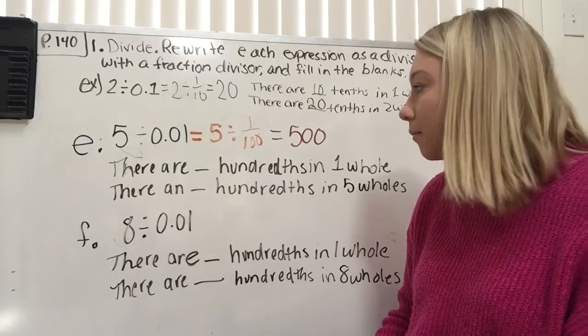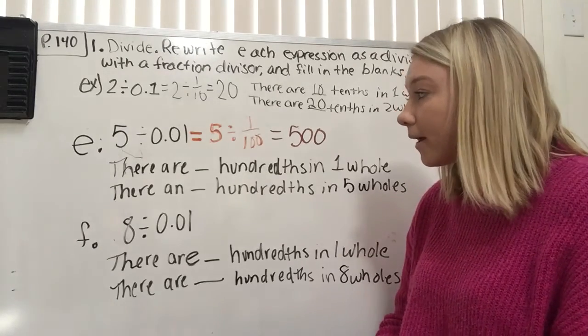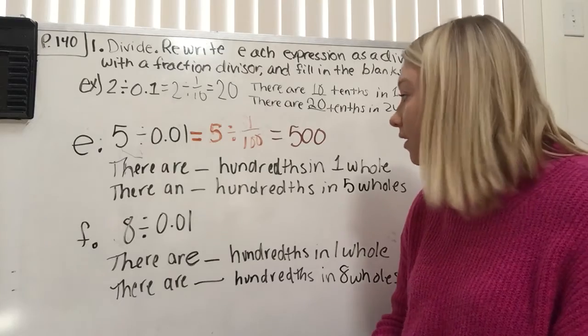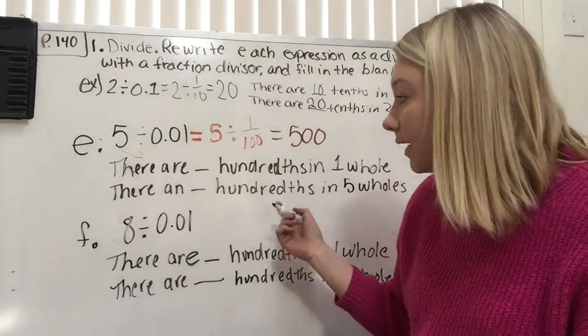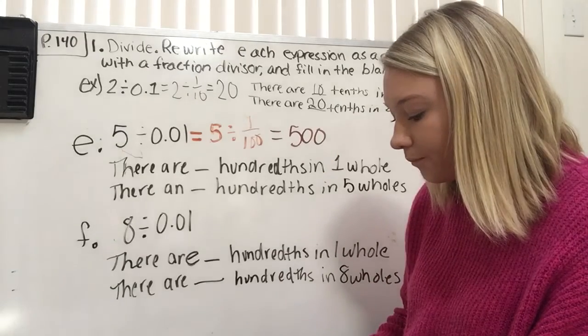Okay, so now that we did that, let's fill in the blanks. It says there are blank hundredths in one whole.